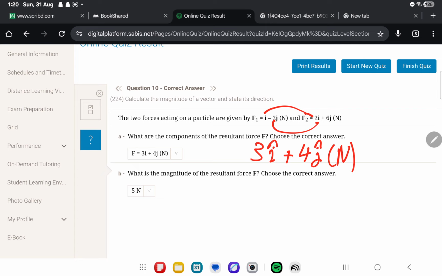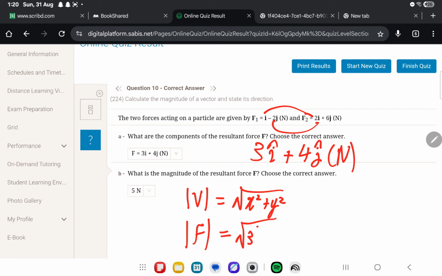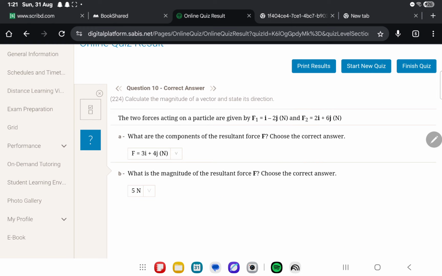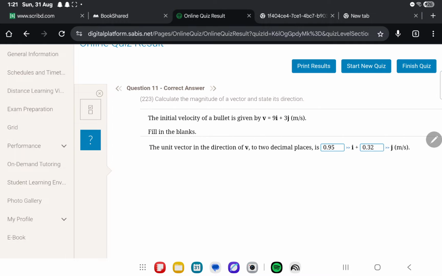Okay, now, what's the magnitude of the resultant force? The magnitude of a vector v is going to be equal to the square root of x squared plus y squared. So here, in this case, the magnitude of F is going to equal the square root of 3 squared plus 4 squared, which is going to equal the square root of 9 plus 16, which is the square root of 25, which equals 5 newtons. Done. Question 11.